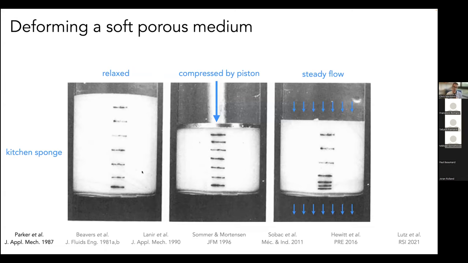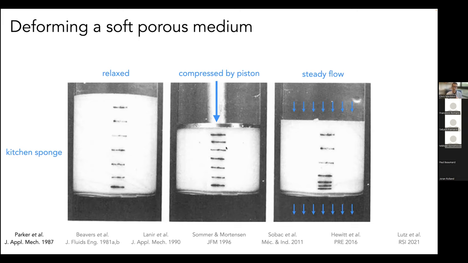So this is in the relaxed state. Nothing is happening. And you can see that there are these black tick marks on the side of the sponge. The first thing that they do is they compress the sponge with a piston. And when you do that, the fluid moves out of the way, of course, and the sponge gets squashed. You can tell that it's squashed because it's macroscopically shorter, but also because the tick marks got closer together. So that's a measure of the internal deformation or the strain within the material. And although the tick marks got closer together, they're still uniformly spaced.